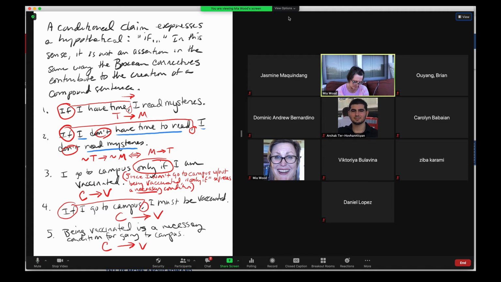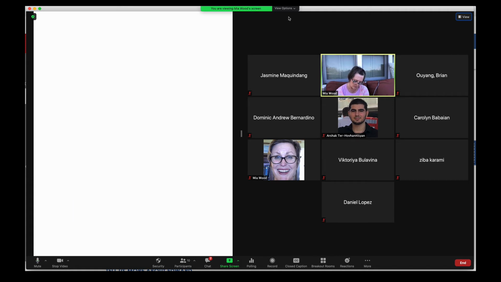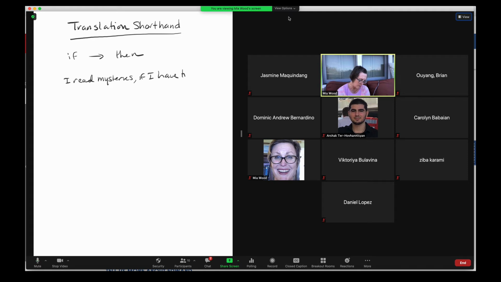All right, so let's get our orders here. Translation shorthand. Right, so we talked about if on the left side of the arrow, then on the right. And that means that it doesn't matter where the if appears in the ordinary English sentence. So, think about it this way. I read mysteries if I have time, right? If I have time, then I read mysteries, right? The order remains the same.